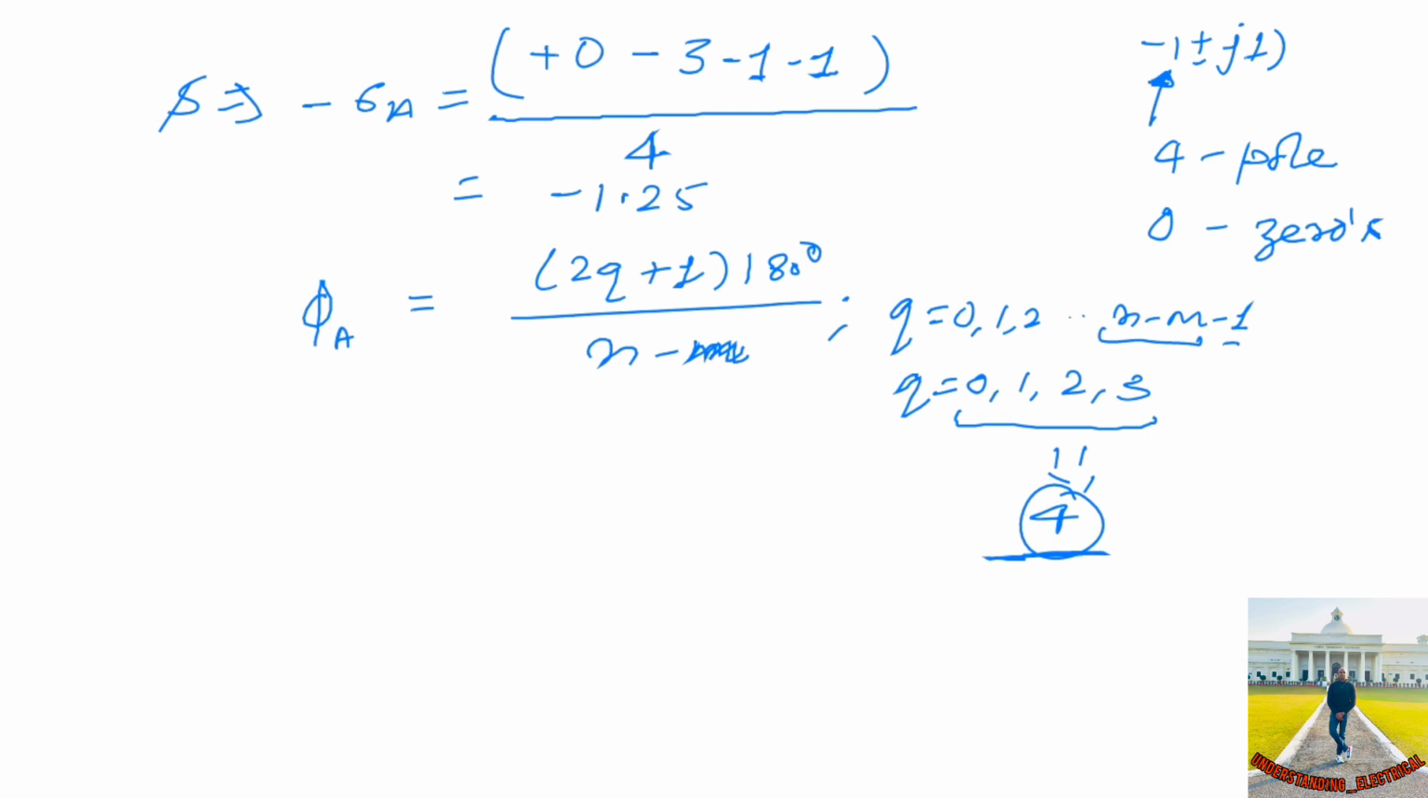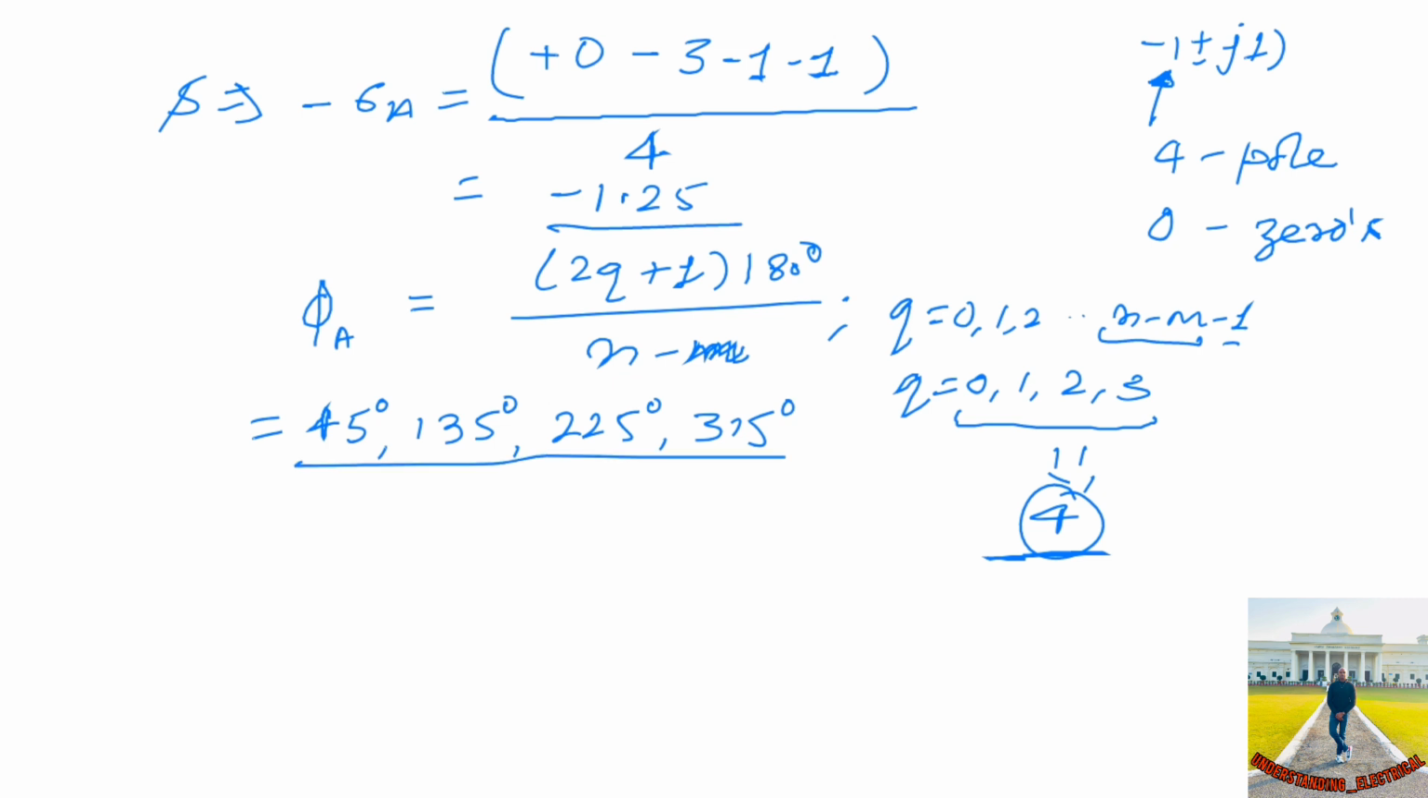So let's put q is equal to 0. Your first asymptotic angle is 45 degree, because when q is equal to 0, 180 divided by 4, it is 45. The other one is 135 degree when q is equal to 1. When q is equal to 2, it is 225 degree, and when q is equal to 3, it is 315 degree. So we have centroid at minus 1.25, and we have 4 asymptotic angles.